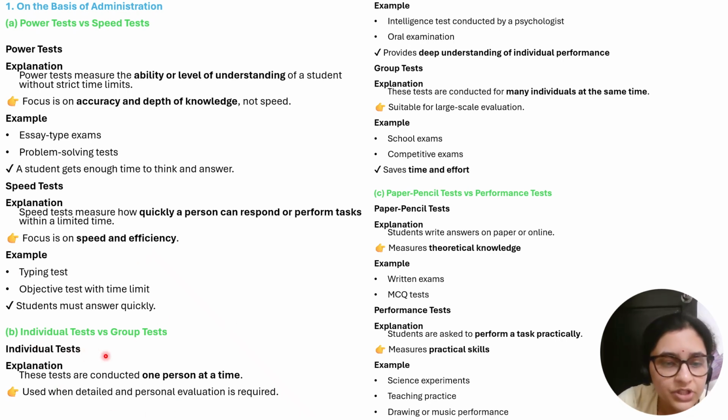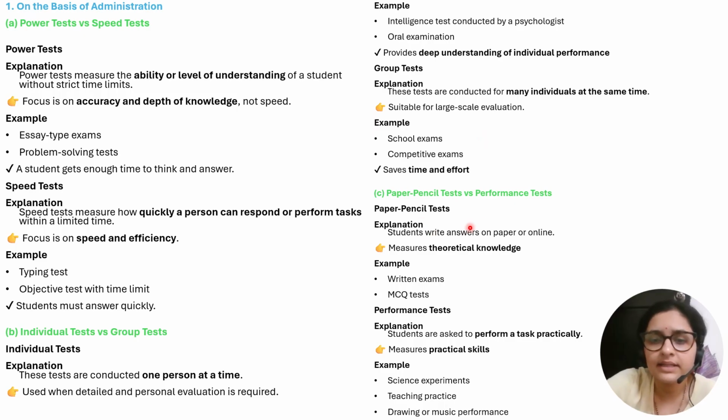Then individual test versus group test. Individual tests are the tests that are conducted for one person at a particular time in order to understand that particular person in detail. Example, intelligence test that is conducted by a psychologist, and oral examination. Then what are group tests? They are conducted for many individuals at the same time. School exams, competitive exams.